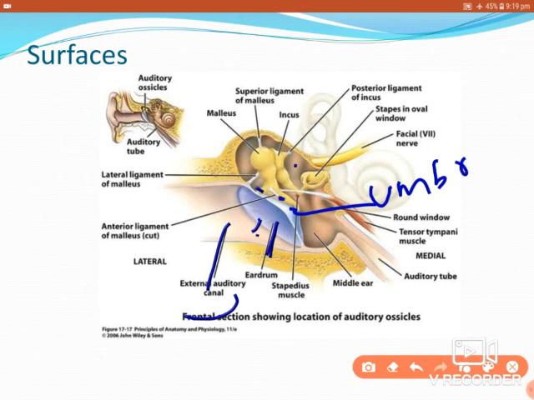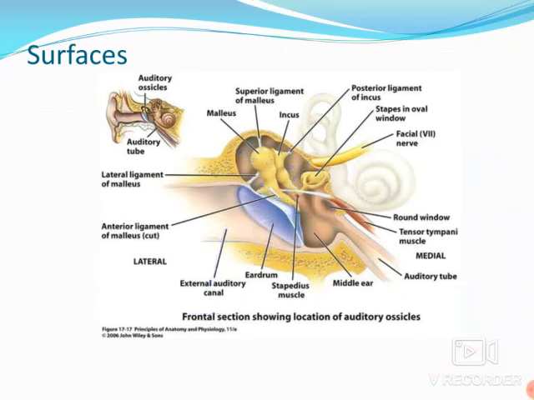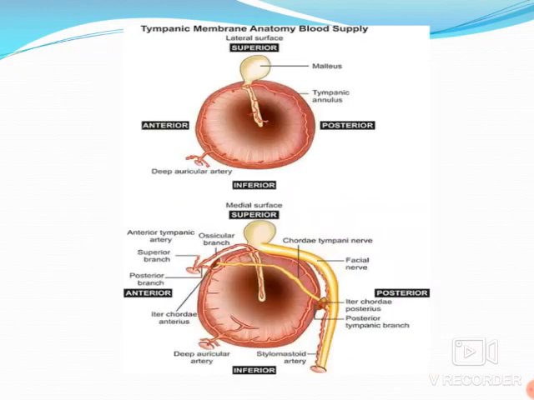Here you can see the attachment of the handle of the malleus. This is the head of the malleus, this is the handle of the malleus, and this is the lateral process of the malleus. Then here is one muscle, the attachment of the tensor tympani, which pulls the tympanic membrane toward the middle ear. That's about the features of the tympanic membrane.